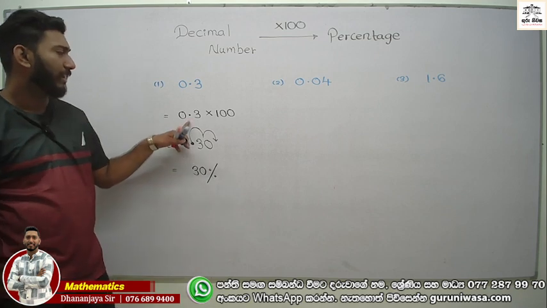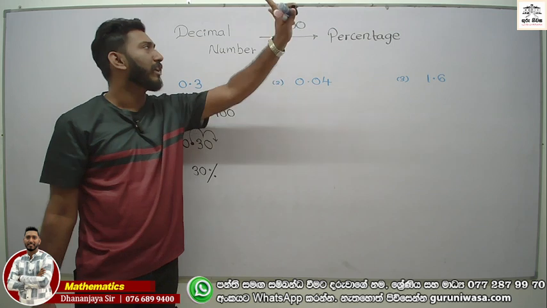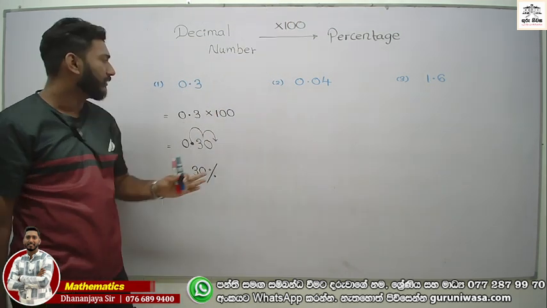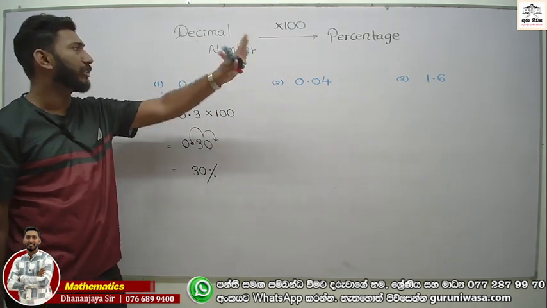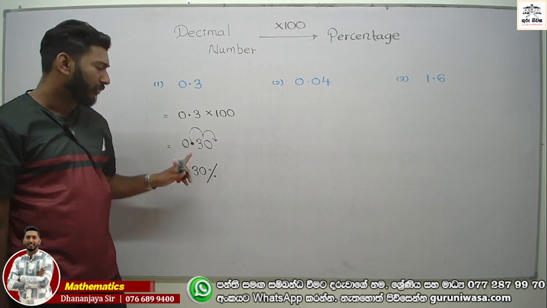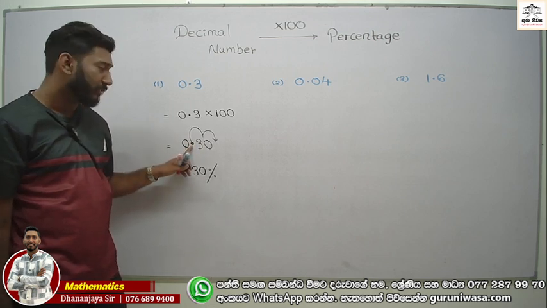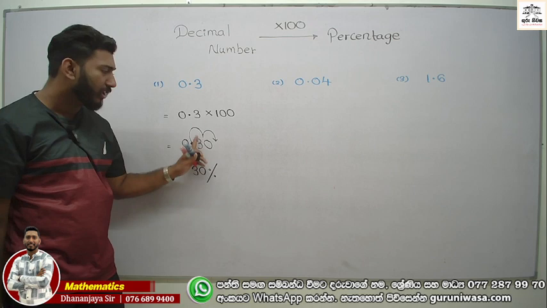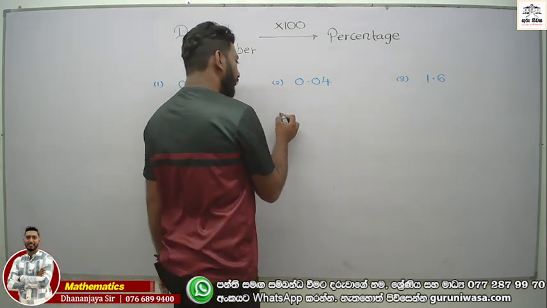A decimal number, if it comes, you need to multiply by 100 also. Now this is how to change a decimal number into a percentage. 0.3 multiplied by 100. You need to move the decimal point 2 times to the right hand side, 1, 2. Now look at this.